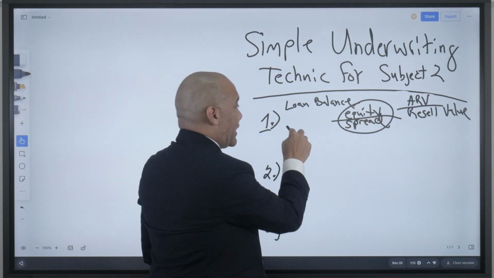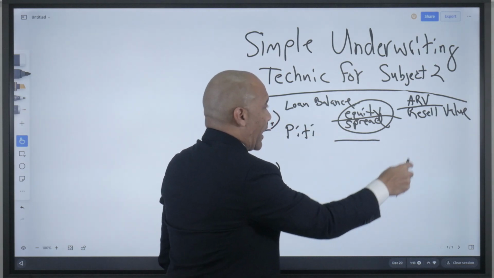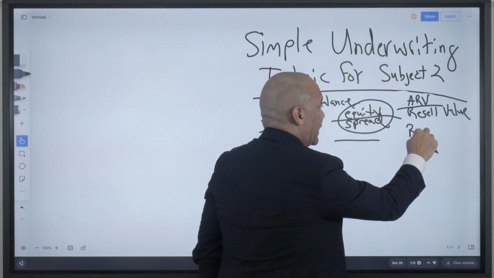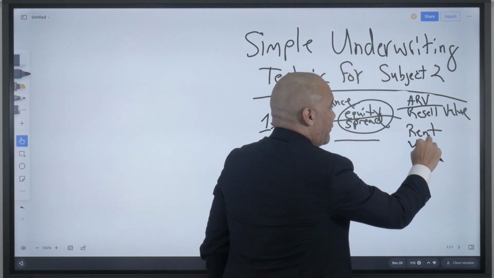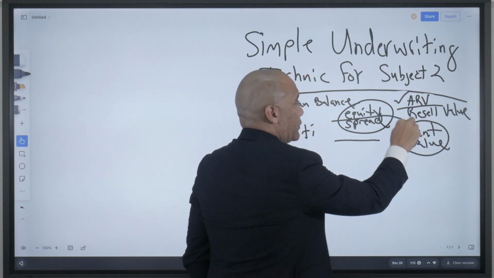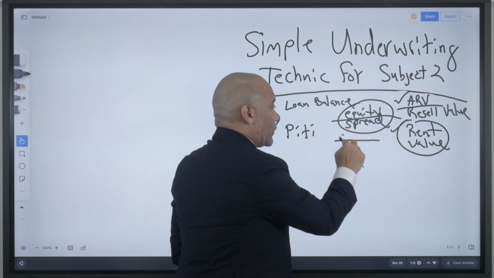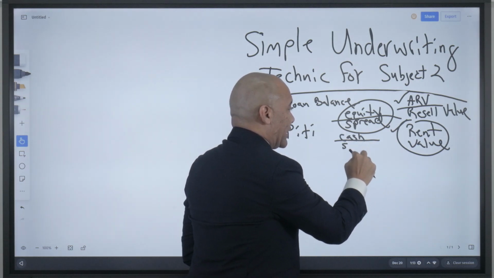Then I want to look at the PITI, that's the total mortgage payment, and I want to put the PITI against the rent value. And again, the same platforms you found this on, you can find this to determine what the rent value is and what the PITI is, so I can determine what my cash spread is.